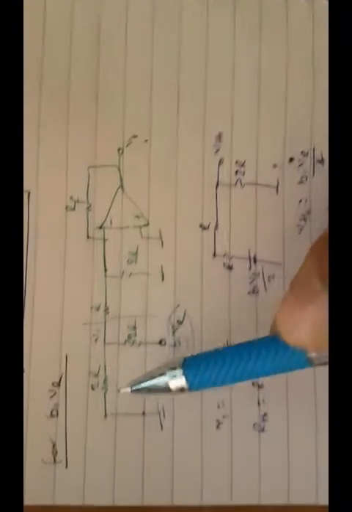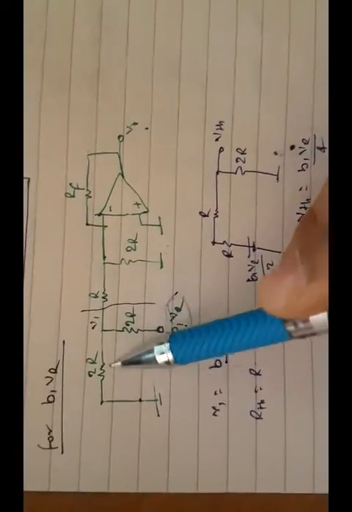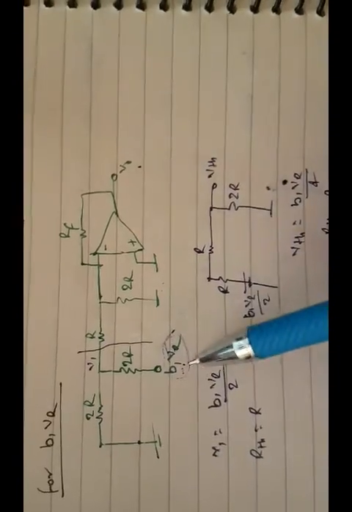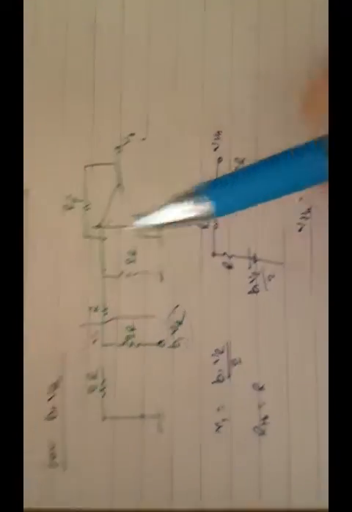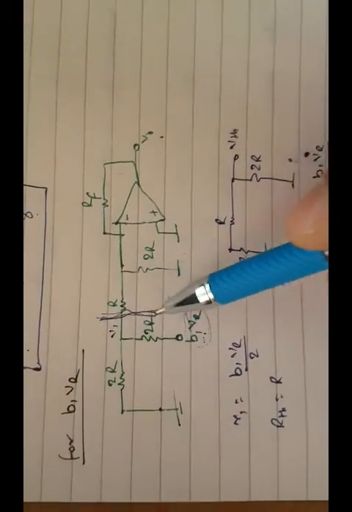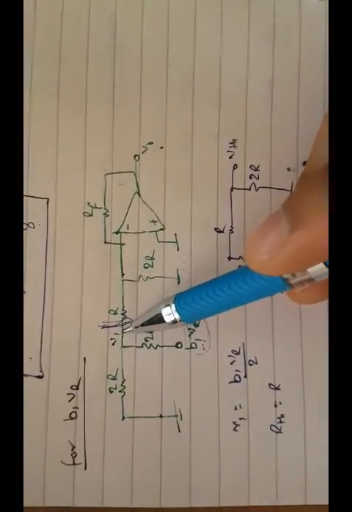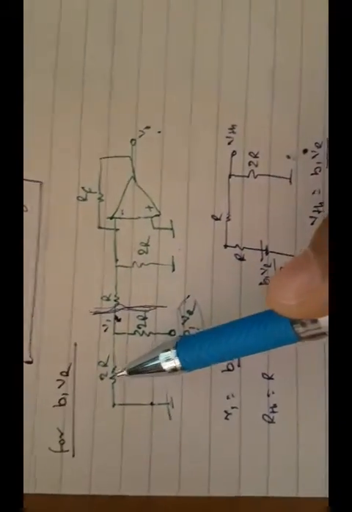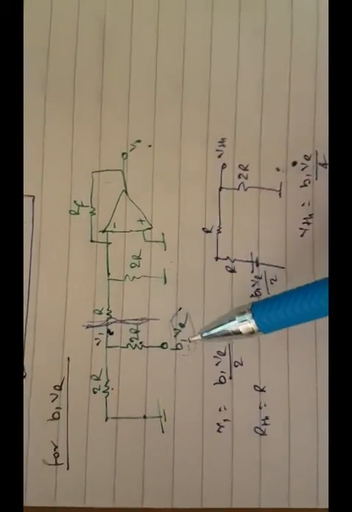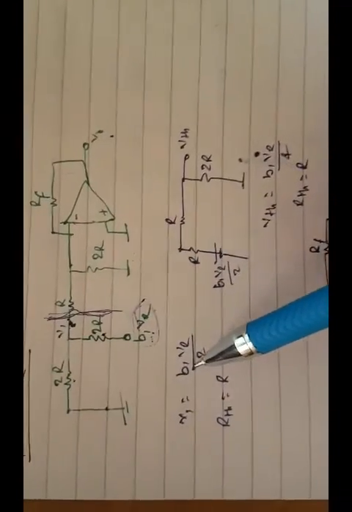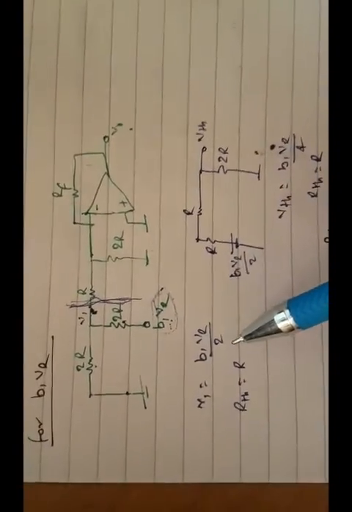Now see this circuit. The total resistance is 2R here, and this is 2R. This is source B1 VR and the remaining circuit is this. Now again we break the circuit here, and we find out this open terminal voltage V1. Here the same 2R resistance, source is B1 VR. So what is the open terminal voltage? Nothing but B1 VR by 2.